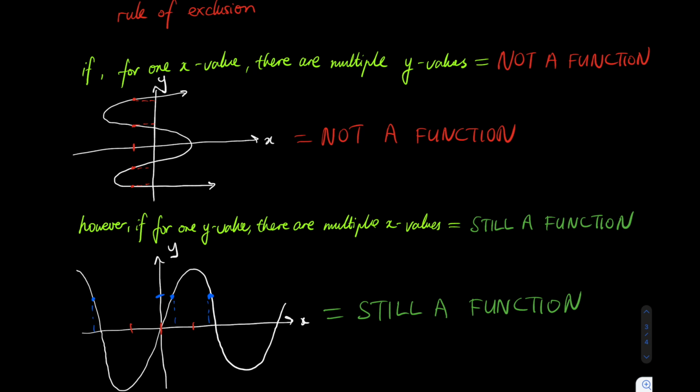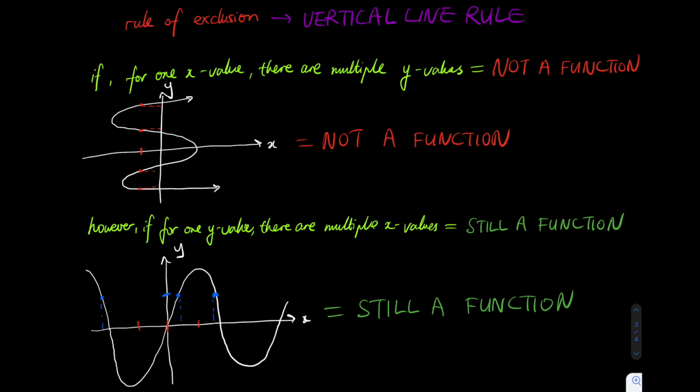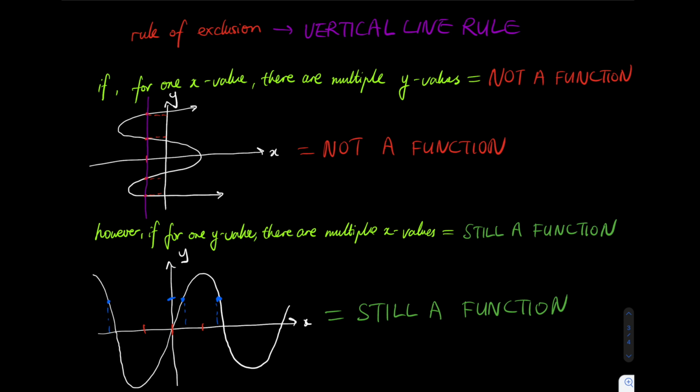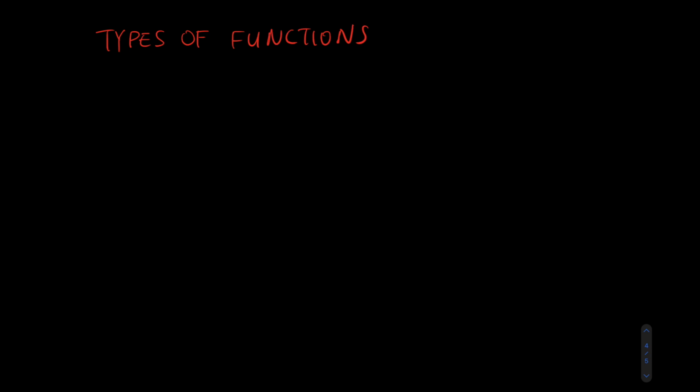Now there is a shortcut rule which is founded upon the theory we've learned that if for one x value there are multiple y values, a graph is not a function. Now this rule is called the vertical line rule, and essentially you draw a vertical line, and if that line passes through more than one point on the graph, then the graph is not a function. You can see how it kind of works because a vertical line tests whether for one x value there are multiple y values. And just to end off the video, I'll go into the 2 really important types of functions.